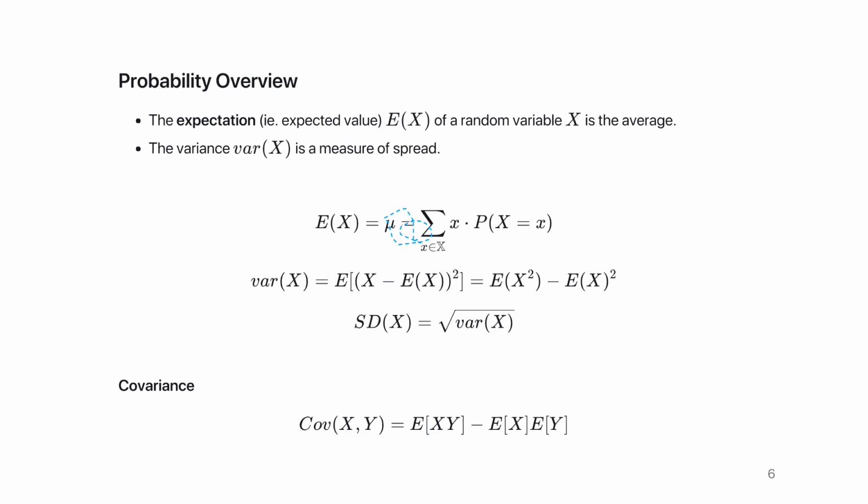And then covariance is defined by expected value of XY minus expected value of X times expected value of Y. And that's like a generalization of variance. So if you plug in covariance of X with itself, you'll get the same formula as variance of X. Okay, any questions on this slide?